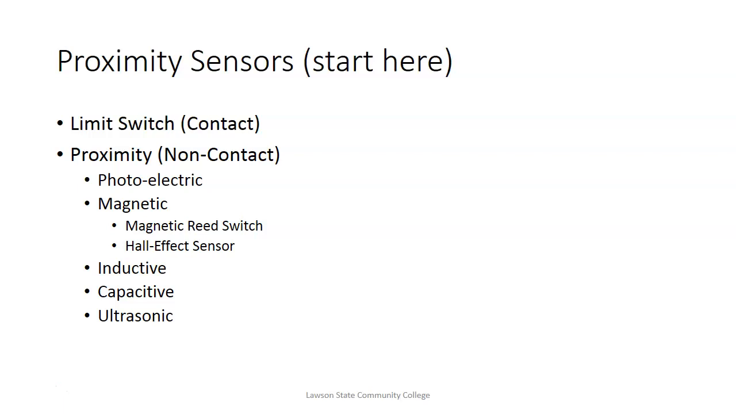The Amatro line has diffused, it has through the beam, and it has retroreflective on there. And then the Festo line has both of those. So we'll look at those types. Magnetics, both of them have magnetic reed switches, and both of them have Hall effect sensors.